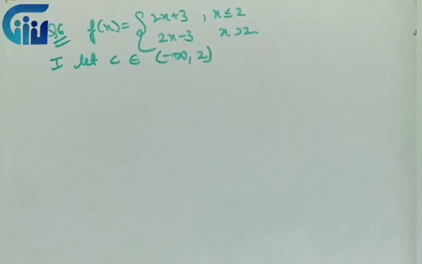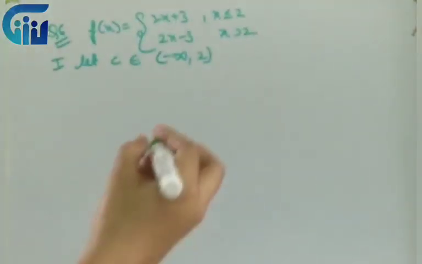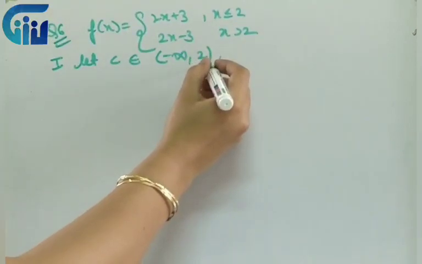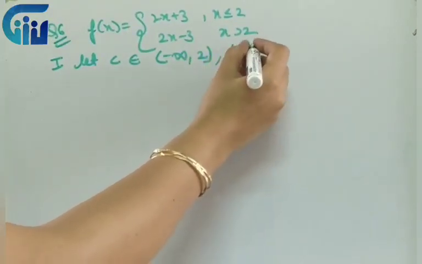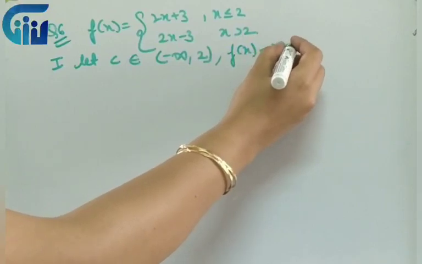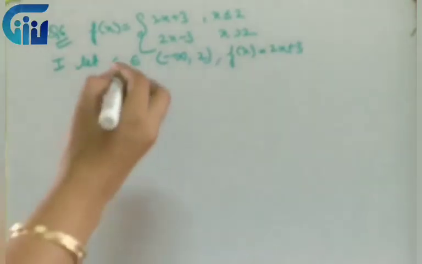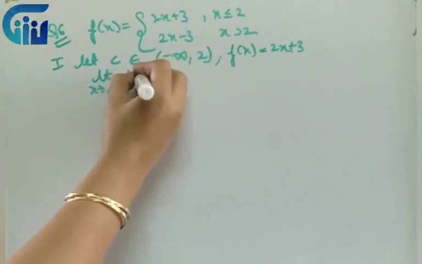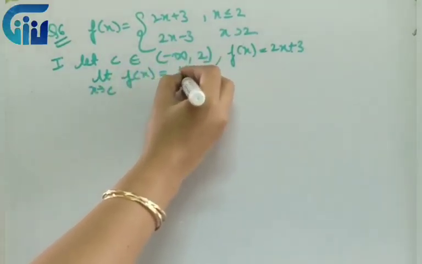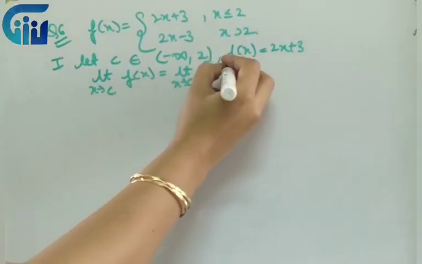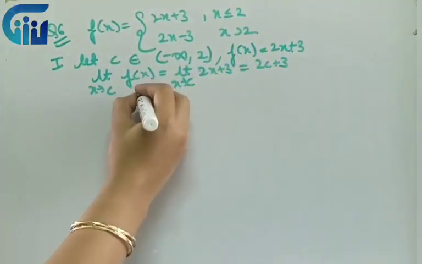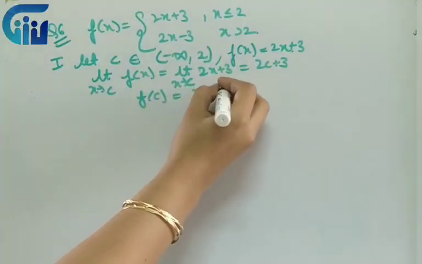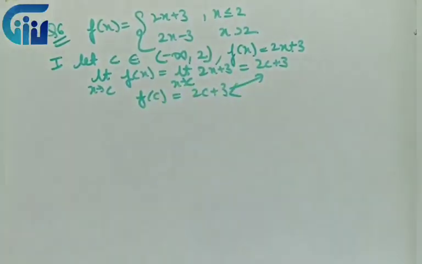So if it is less than 2, I will say it belongs to open interval minus infinity to 2. So for all these values of c, what will be my function? It will be 2x plus 3 for all the values. The values can again be minus 3, 1, 0, all the values. So again we will say the same thing. These conditions will always be the same. Limit x tending to c, f of x is equal to limit x tending to c of 2x plus 3, and this is 2c plus 3, and f of c is 2c plus 3. Both are equal, hence it is continuous for all the real numbers which are less than 2.